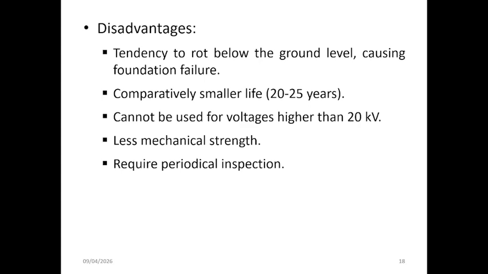Okay, despite their advantages, wooden poles have several limitations. They tend to rot below ground level, which can lead to foundation failure, and they generally have a shorter lifespan of around 20 to 25 years. Wooden poles are not suitable for voltages above 20 kilovolts due to limited insulation and mechanical strength. Additionally, they require regular inspection and maintenance to ensure safety and reliability.